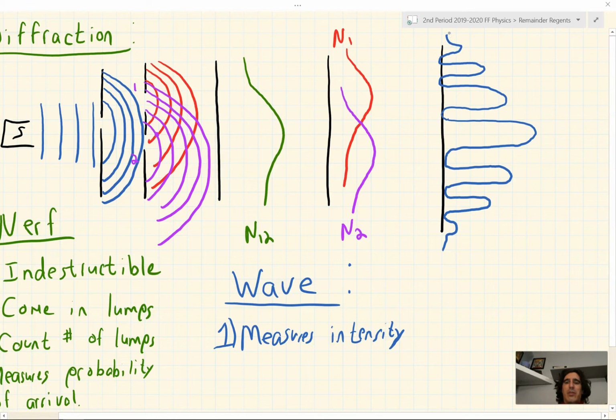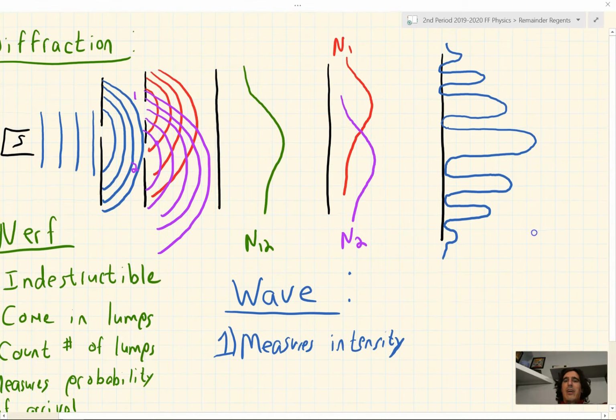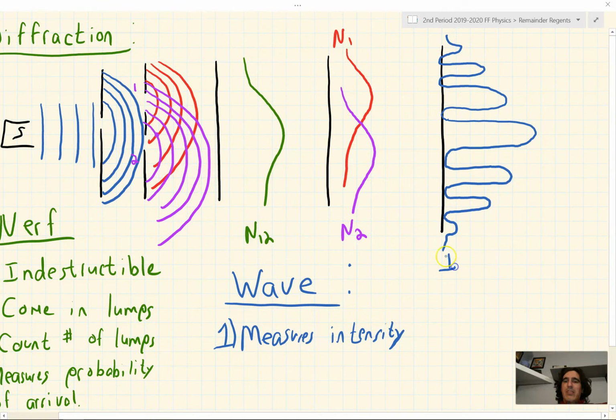And so on and so forth. So let's call this I12, the intensity of the waves that goes through holes 1 and 2. Just to be clear, when we treated light as if it were a nerf or a particle, we're counting the number of particles that hit the wall, that's N12. When we treat light as if it were a wave, we're measuring the intensity or the amplitude of the wave when it hits the wall.